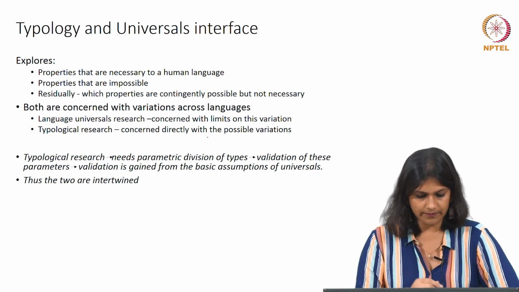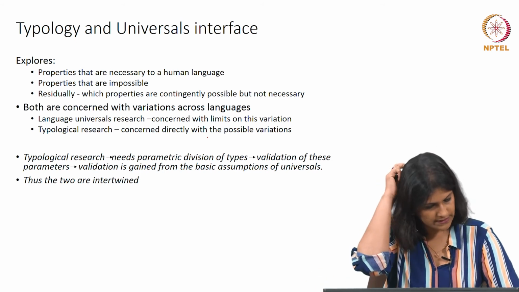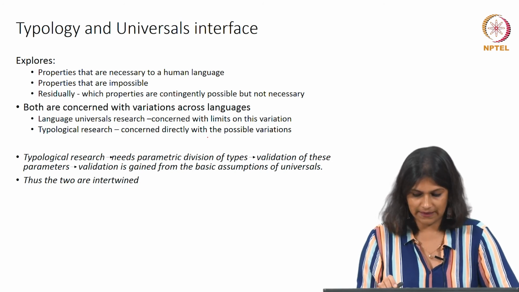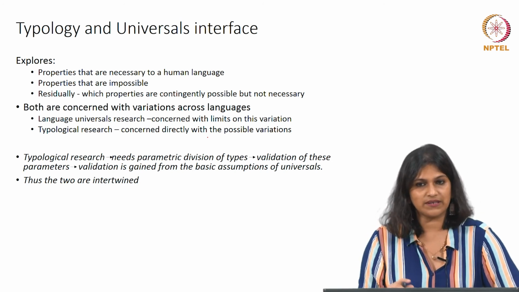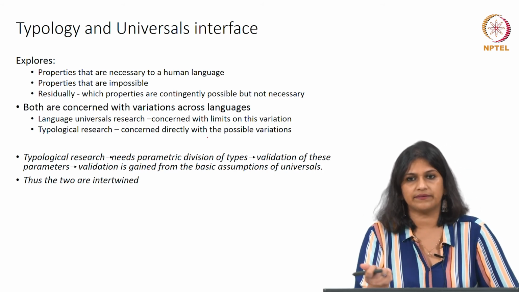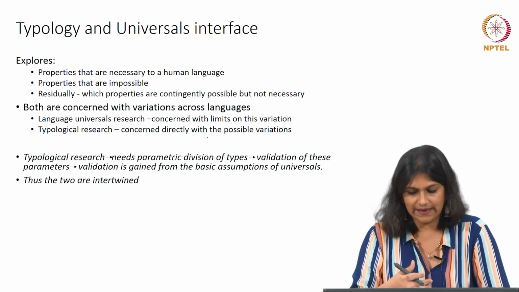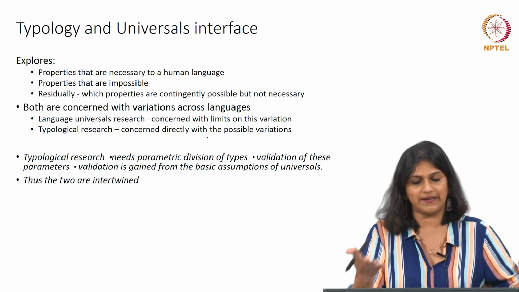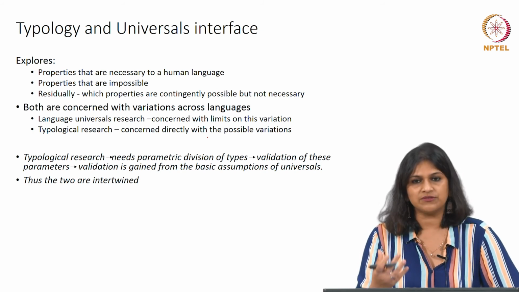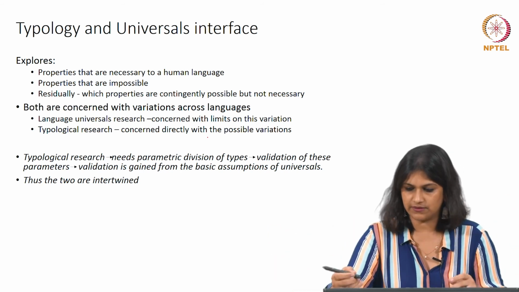Okay. So, let us look at the third main point which has been listed here. Typological research needs parametric division of types. Because of the parametric division, let us say the word order parameter, certain languages are SVO, certain languages are SOV. So, these parametric differences get validated through various parameters, and this validation comes from the universal. So, typology, variation, universal. It is something like that.